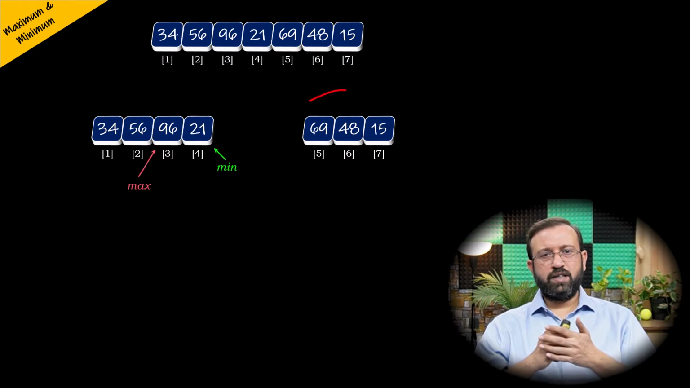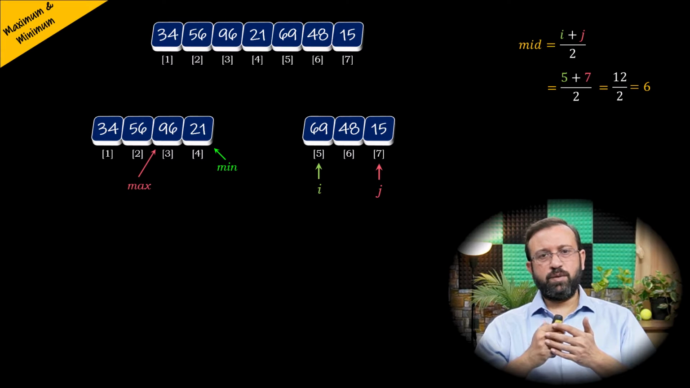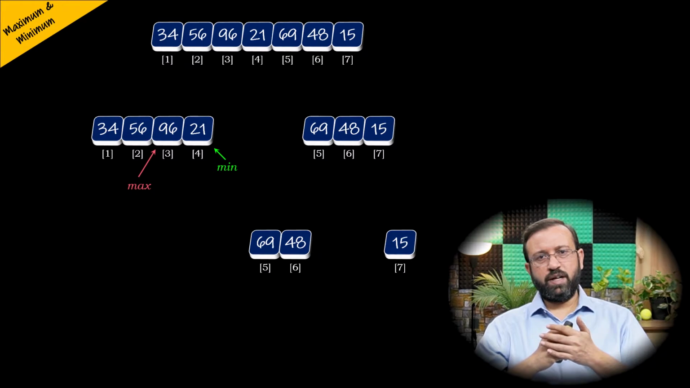Now let us look at the right subarray. The right subarray is still large, so we will divide the right subarray into 2 halves by computing the mid index. At this stage, we will have a subarray with 2 elements, that is 69 and 48, and another subarray with only one element, that is element 15.